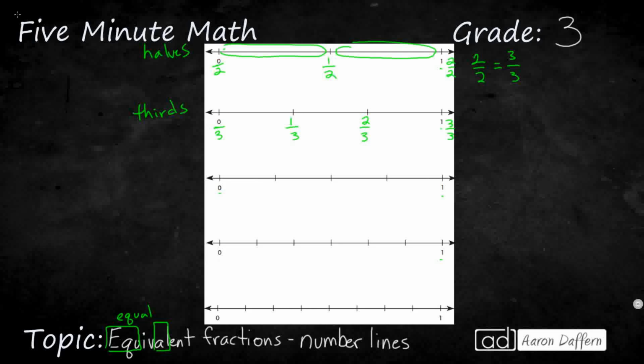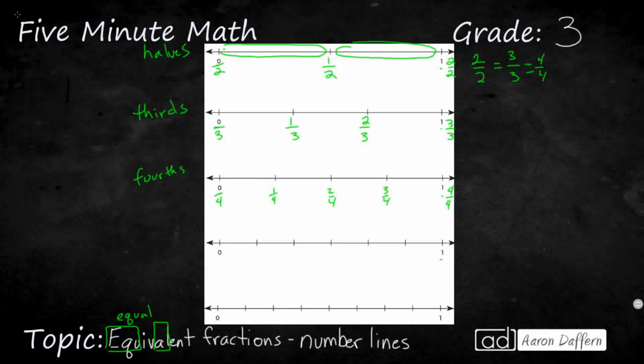Now, this next one, we're going to start seeing our first equivalent fraction that's less than 1. There are 4 sections here, so let's go ahead and finish this out. 0/4, 1/4, 2/4, 3/4, and if we want, we can rewrite that 1 as 4/4.